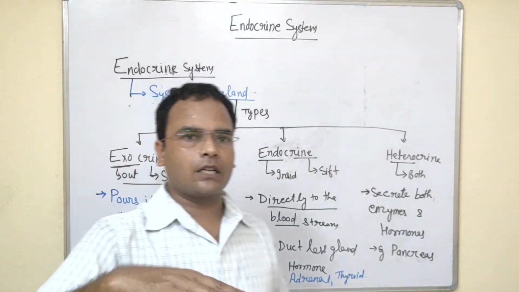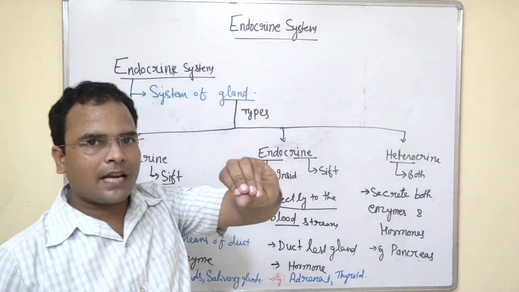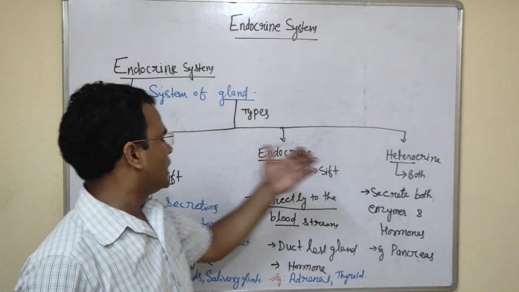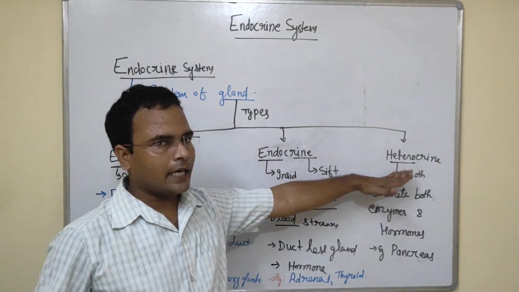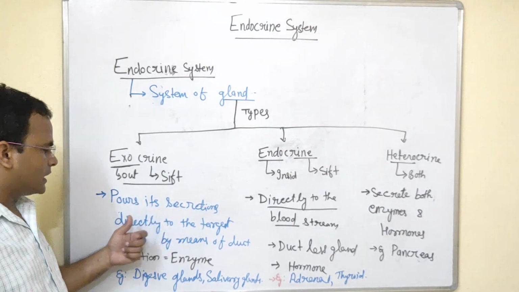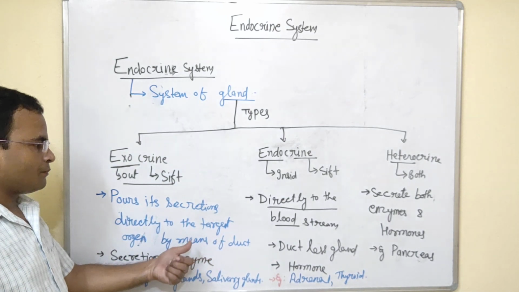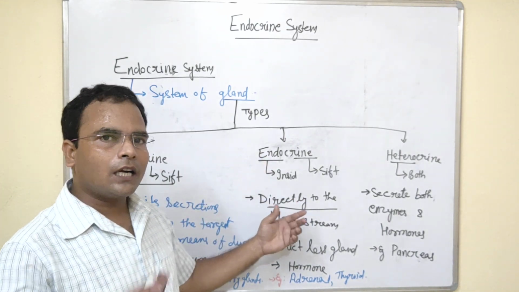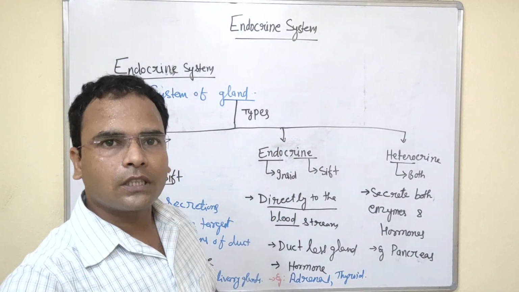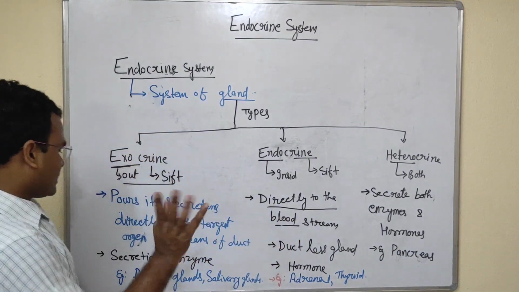Once again we will have a quick recap. Endocrine gland system, it's a system of glands. How many types of gland does it have? It has 3 types: exocrine gland, endocrine gland and heterocrine gland. Exocrine glands pour their secretion directly to the target organ. They are situated near the target organ. But endocrine glands do not directly secrete to the target organ, they pour their secretion into the bloodstream.